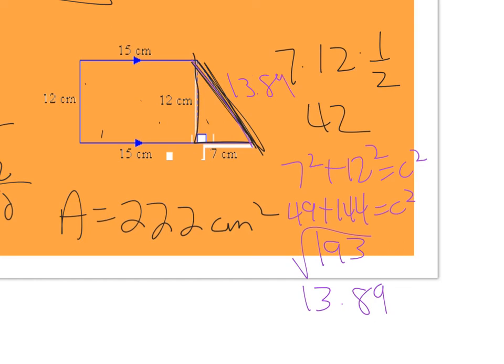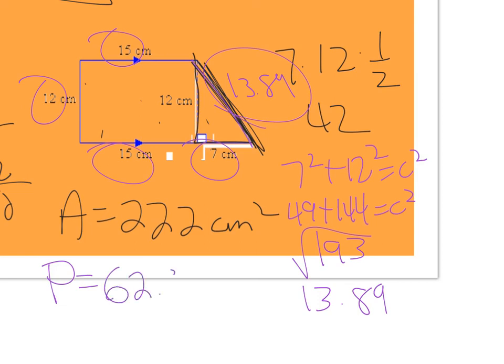So now perimeter just becomes 7, 15, 12, 15, and 13.89. So I'm just going to add those all together. So my perimeter is going to be equal to 62.89 centimeters. There's my answers.